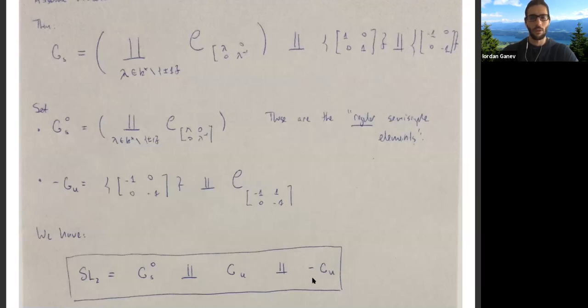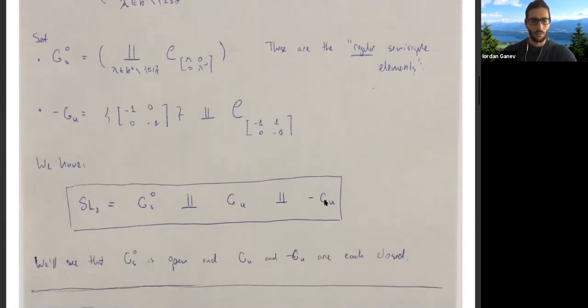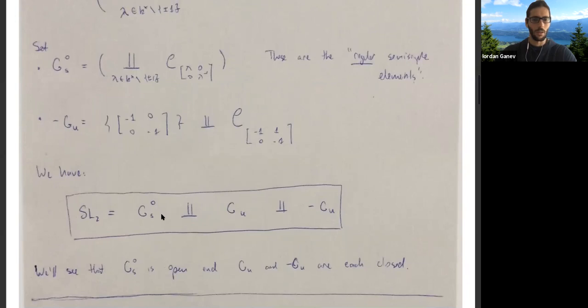And it's a disjoint decomposition. That's because we saw that the whole semisimple locus is the regular one together with these two elements. These two elements are just the center of SL2, the scalar matrices. So the only two scalar matrices are these two in SL2. And this one belongs to G sub U, the unipotent locus. This belongs to the negative. Okay. So we'll see that this regular semisimple locus is open and the other two are closed. Okay, does that make some sense?